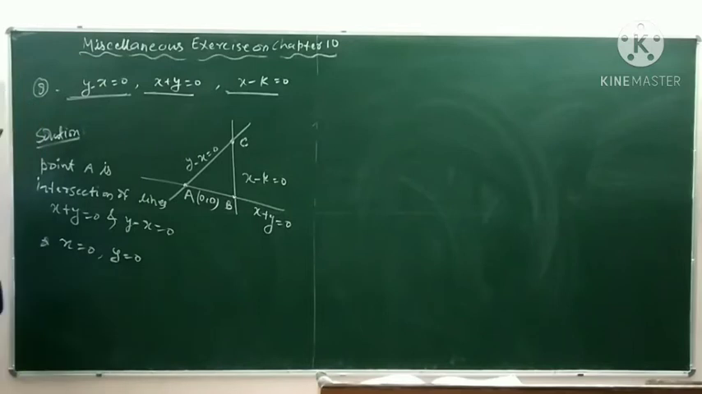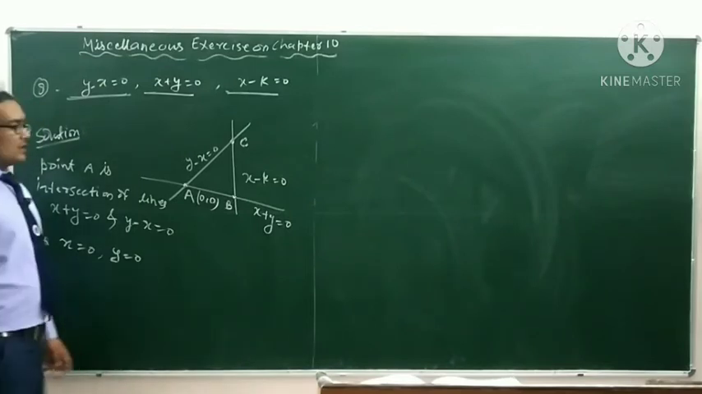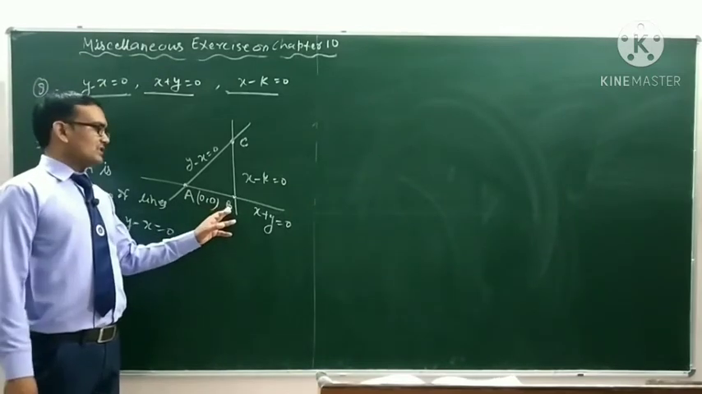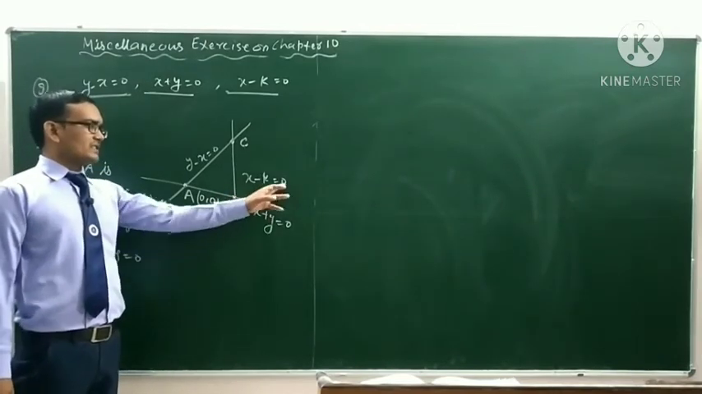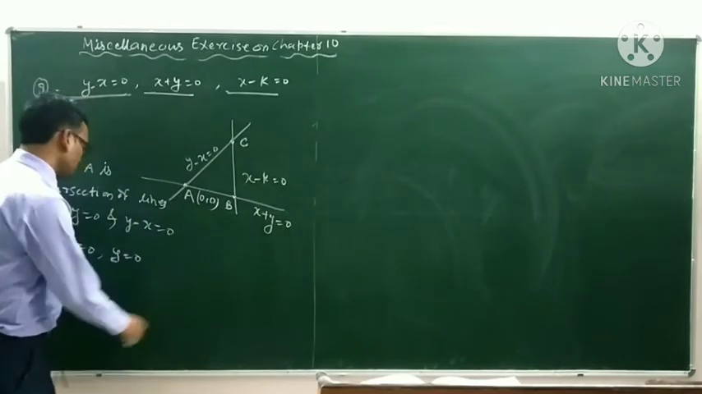Again, point B is the intersection point of the lines x plus y equal to 0 and x minus k equal to 0.